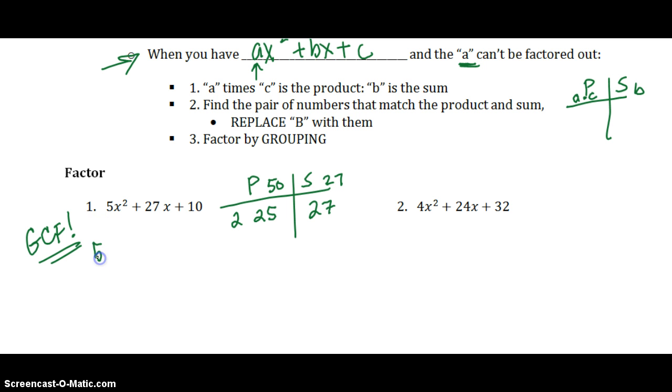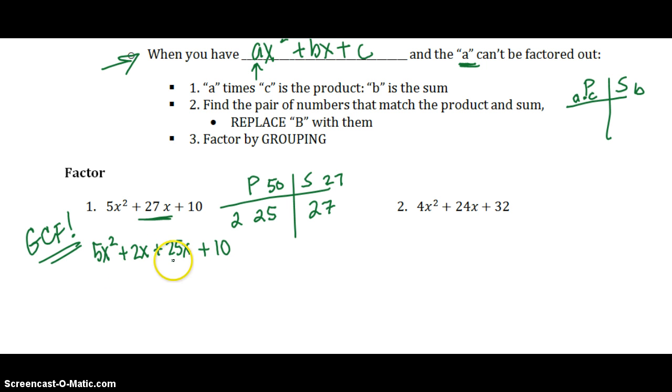So we'll rewrite the problem. We still have 5x squared. Now instead of 27, I'm going to write 2x and 25x plus 10. Look, 2x plus 25x is the same thing as 27x, but I broke it apart because now I'm going to factor by grouping.